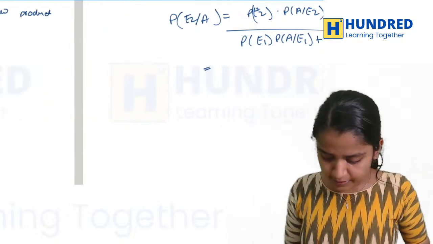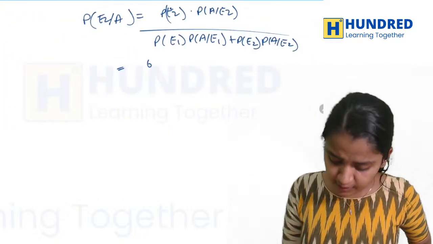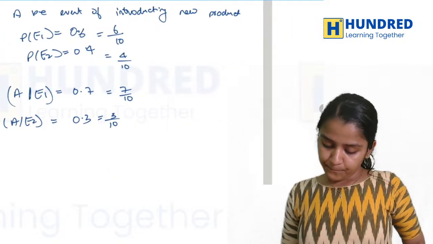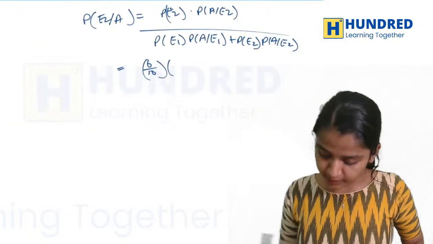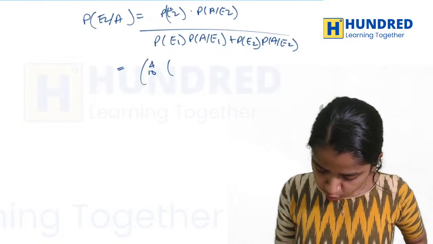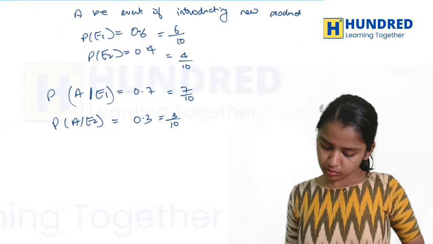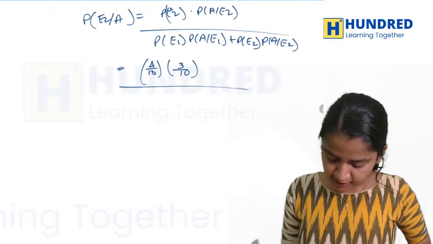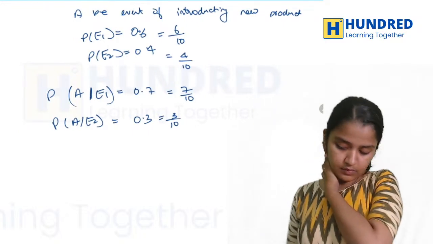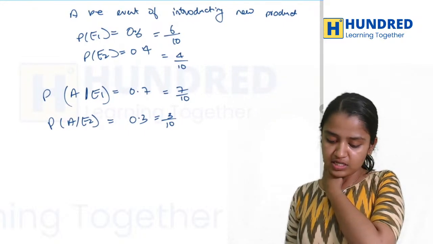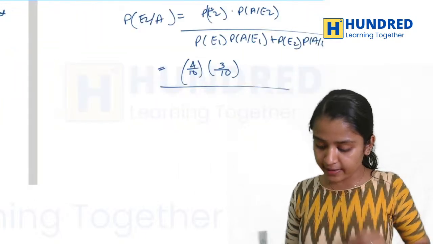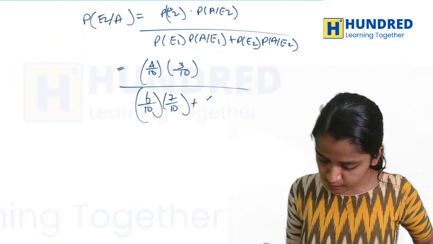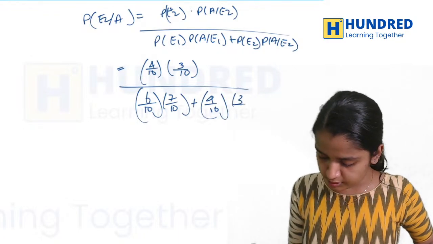Now what happens? So basically P of E1 is nothing but 6 by 10 into P of A by E1, then P of E2 is 4 by 10, so which is nothing but 4 by 10 into 3 by 10 divided by 6 by 10 into 7 by 10 plus 4 by 10 into 3 by 10.